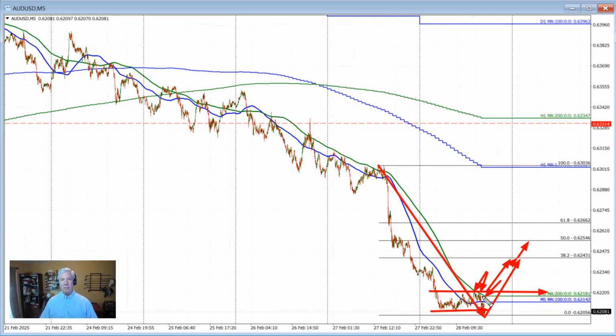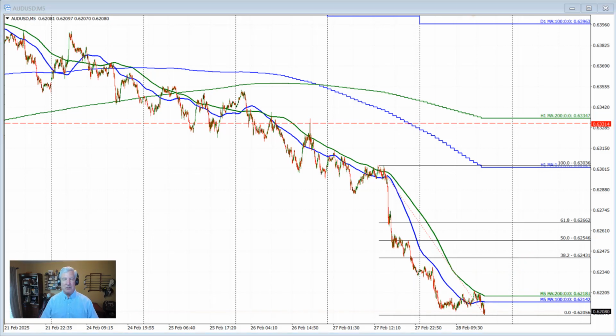If they can't get above the 200-bar moving average, they're not taking control. If they can't get above the 38.2% retracement, they're not taking control. So just be aware of that in the short term for this pair, because it has been trending.